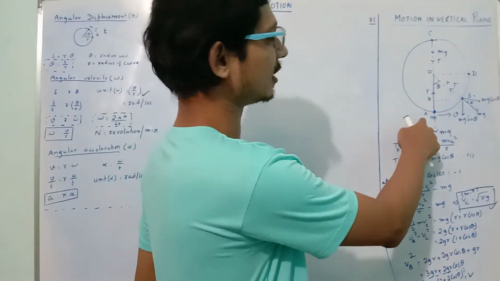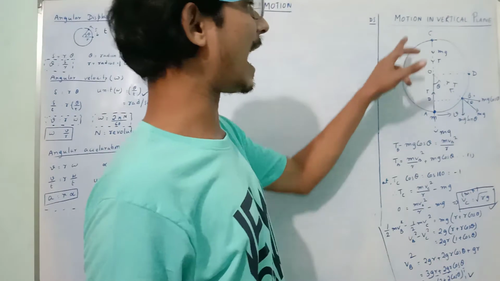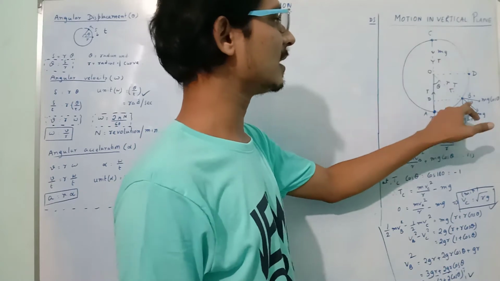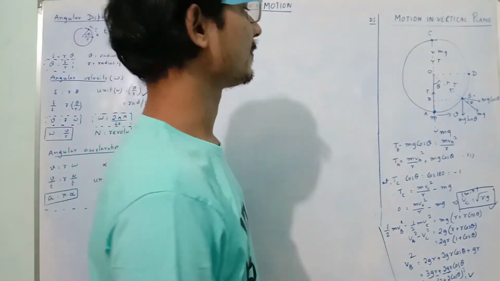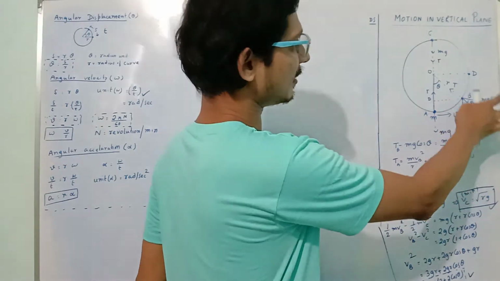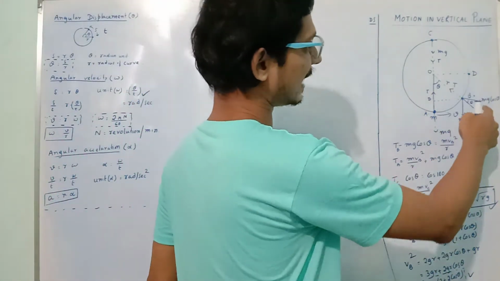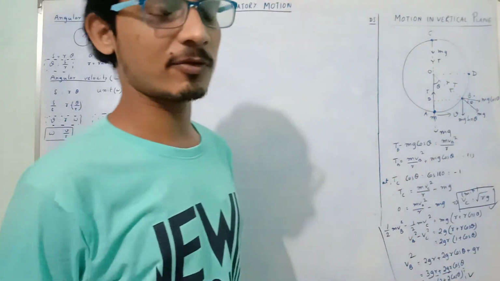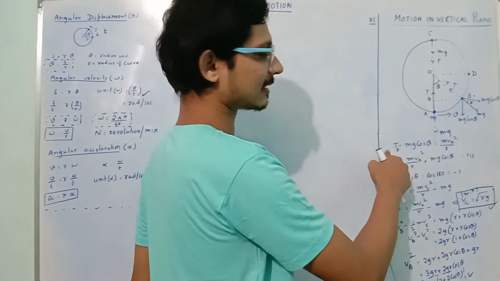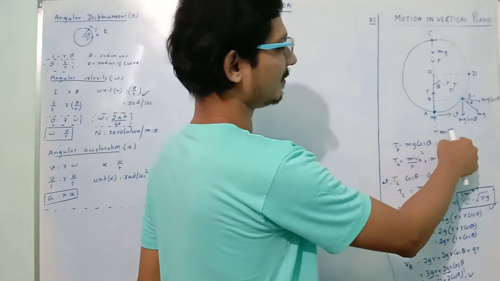One is position A, which is the lowest position of the stone, position C, which is the highest position of the stone, and in between A and C there is another position B. At B, the weight mg can be broken into two components, mg cos theta and mg sin theta. That mg cos theta balances the tension of the string. So the net force acting at B will be the tension of the string minus mg cos theta, given by the centripetal force mv square by r.